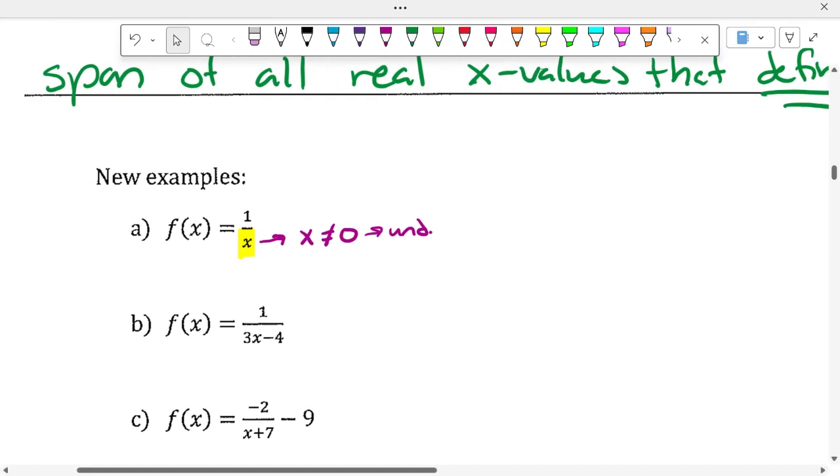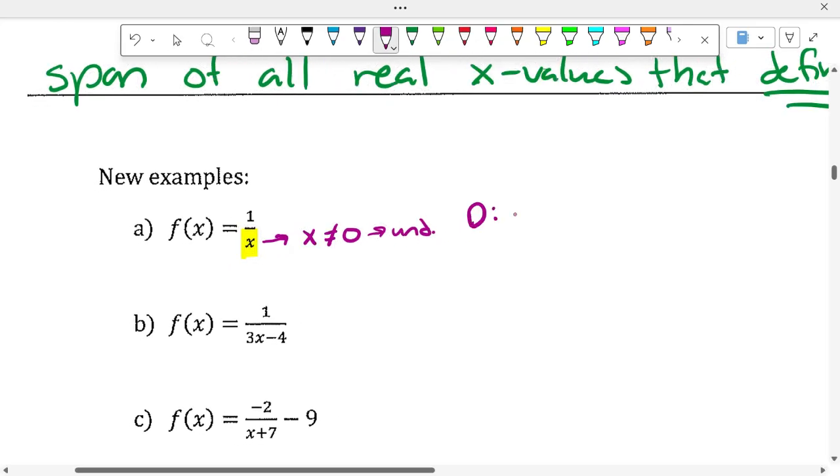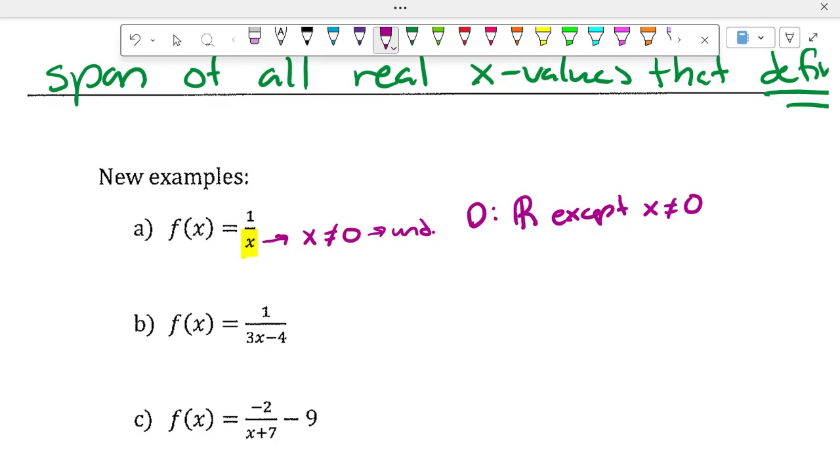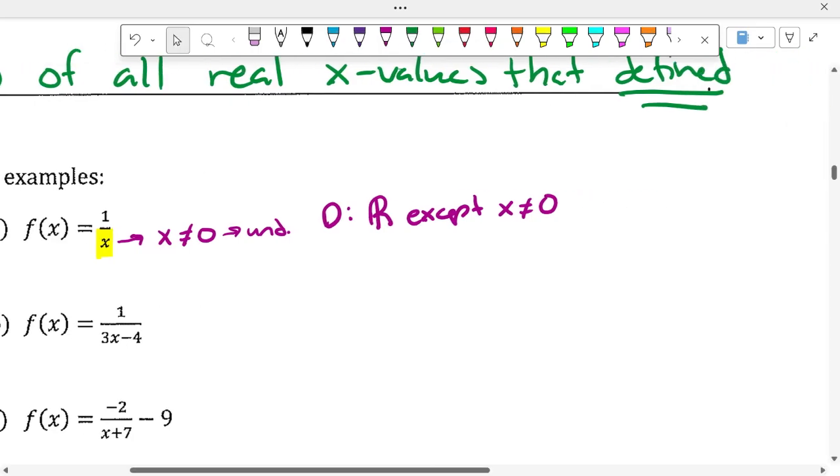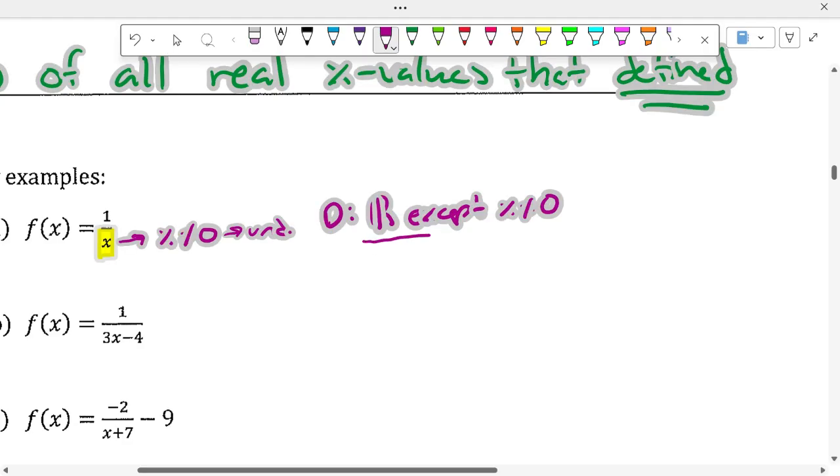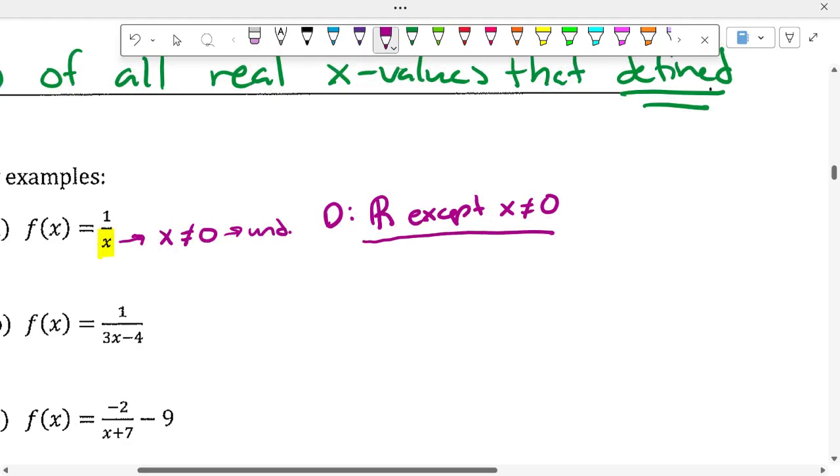So our domain would be all real numbers except x cannot equal 0. So every other number will work except 0. 0 is the only number that won't work. Now, if this was on your test, I don't mind if you state it like this. You just got to make sure you say except x cannot equal 0. You got to tell me the one number that it can't equal.